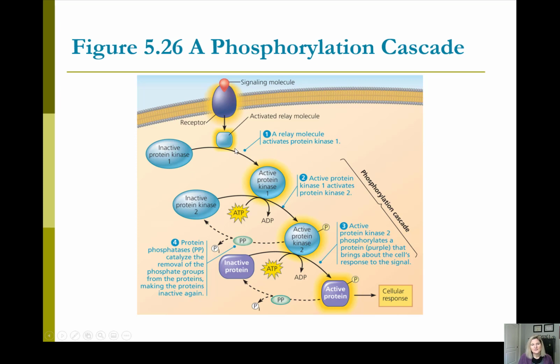So we have basically a series of reactions that are taking place where one protein kinase is activated, which causes another to become activated, which causes another protein to be activated, until we end up having a cellular response. So that's what we call a phosphorylation cascade, because the protein kinases phosphorylate a protein. So you can see the little protein phosphorylation taking place there.